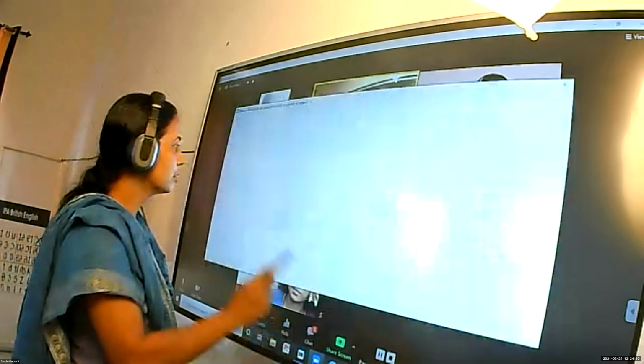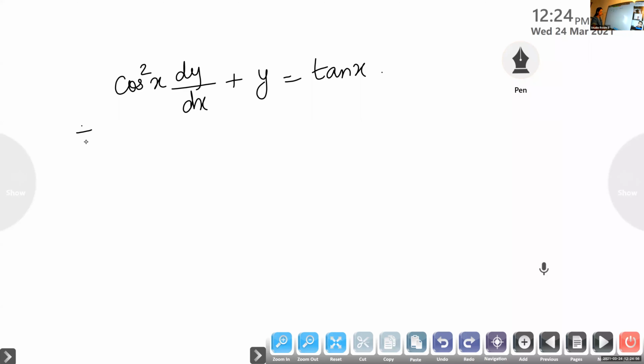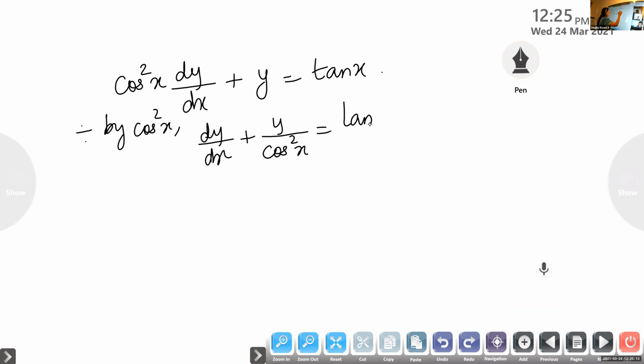Now look here: cos square x dy by dx plus y is equal to tan x. So divide each term by cos square x. We get dy by dx plus y by cos square x is equal to tan x by cos square x. That is dy by dx plus 1 by cos square x, which is sec square x, since 1 by cos is sec.